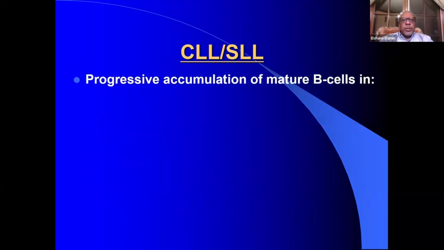So CLL, by definition, is the progressive accumulation of mature B cells. If it happens in the blood, we call it CLL. If the accumulation of the lymphocytes happens to be in the lymph nodes, we call it SLL. So it is the same disease.